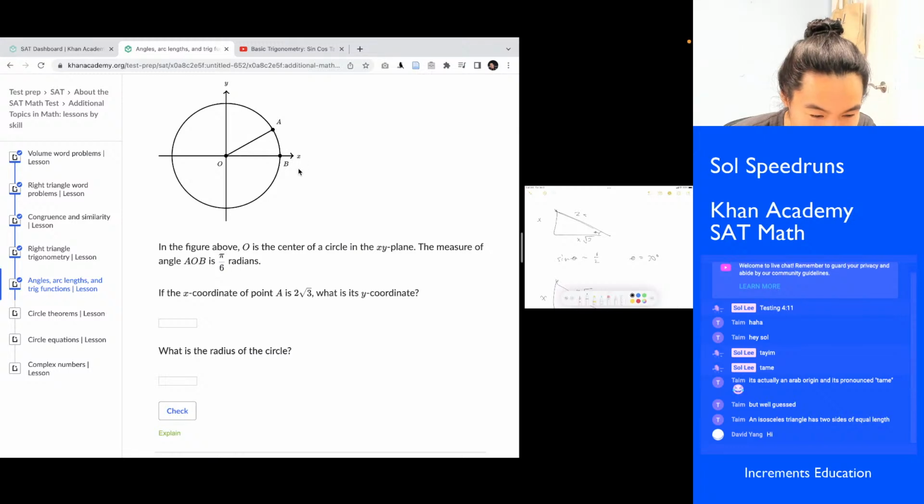Oh, it tells me the radians. It's pi over 6 radians, which is a 12th of a circle. A 12th of a circle is 30 degrees. So I don't even need to know this. Oh, so I need to know the y-coordinate. Okay, so I just need to get this into a triangle format. I see. The y-coordinate, oh, it's 2.